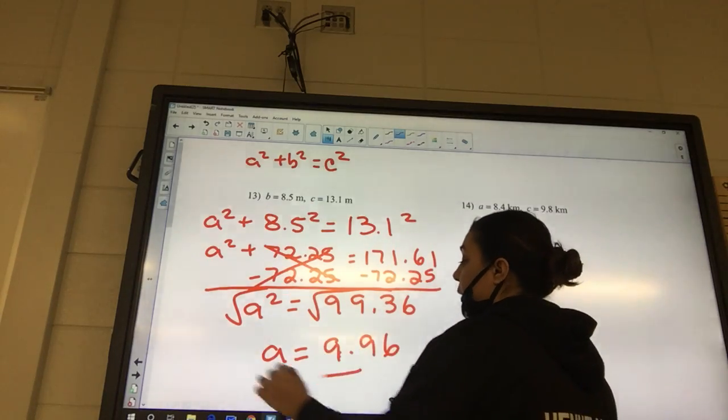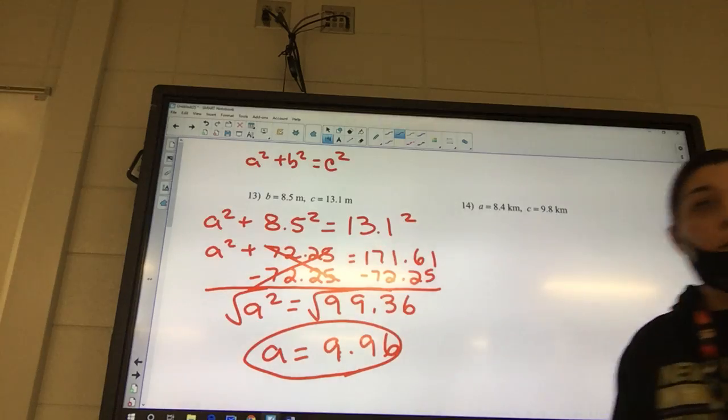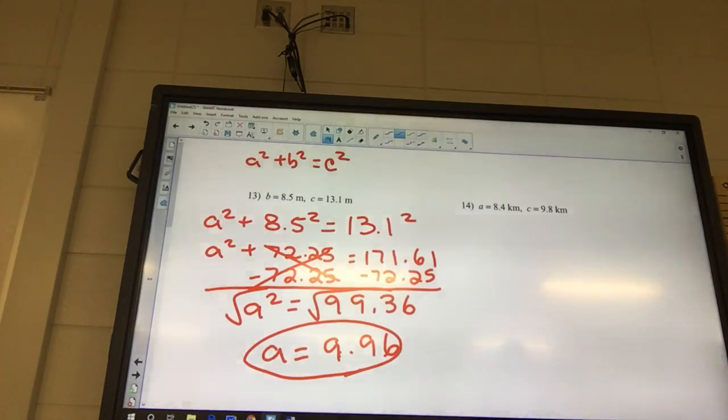And I got A equals 9.96. What do we do with the decimal? Only do the first two and no rounding. Okay? Miss Henning, yes, dear. What about it? It's A and B. So which one do you need to find? C.